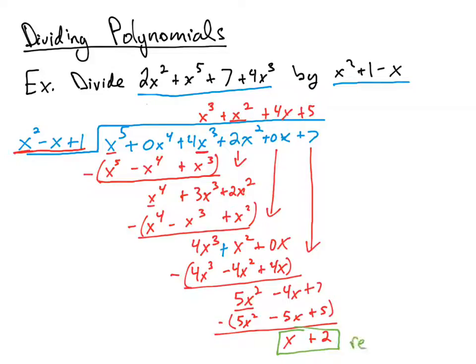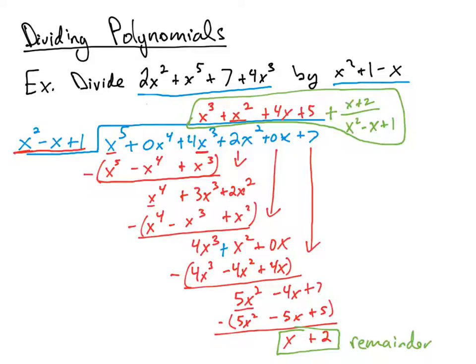What we do with the remainder when we're dividing polynomials is we can write it as either remainder x plus 2. We could write it like that. Or what's more common is we'll make a new term, and we'll say plus x plus 2, which is the remainder, and then we're going to write that over the divisor, x squared minus x plus 1. So all of this is the solution, or the quotient.